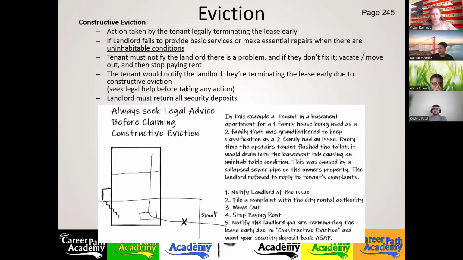All right, so that's what constructive eviction is. It's when there's an uninhabitable condition and the landlord fails to make necessary repairs. The tenant can terminate the lease early and get all their security deposits back. Now, this could also be looked at in another way. It could be looked at as landlords intentionally not doing the repairs because they want the tenants out so that they get another tenant in who's going to pay a higher rent. Now, that's not what happened here.